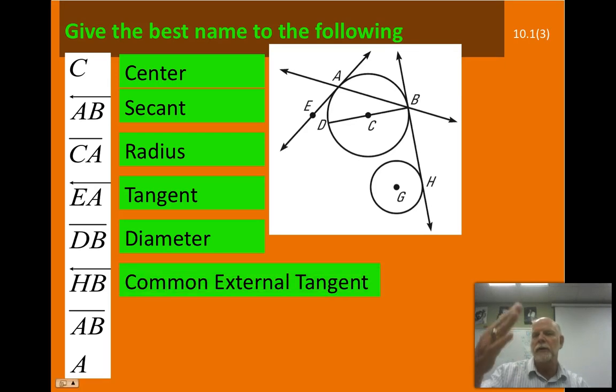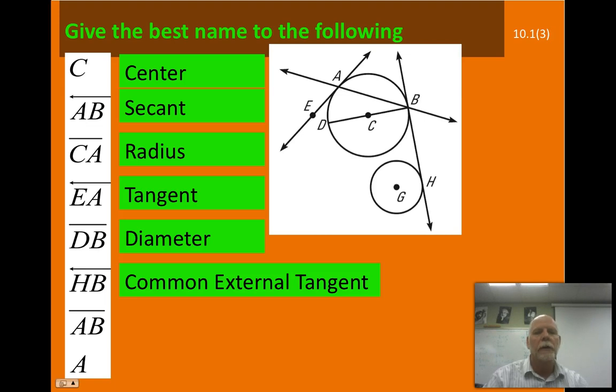It's common because it's tangent to both circles. It's external because it doesn't pass through the middle of the circles, or between the circles. It stays on the outside of them. And it's tangent because it's tangent to both of them. So it's a common external tangent. In the next slide, I think, we'll see a common internal tangent to compare. So the best name for that line is a common external tangent.